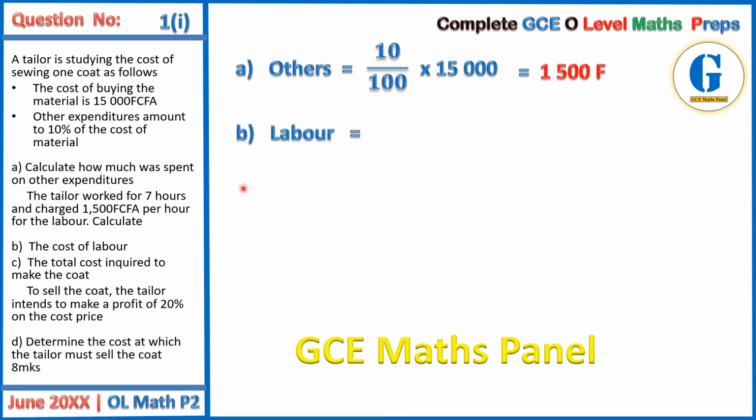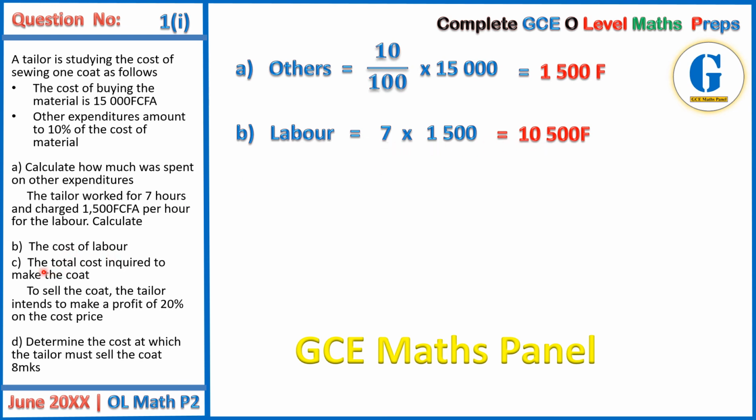So the total cost of labor will be 7 hours, that is 1,500 francs per hour times 7 hours. So that gives us 7 times 1,500, which is equal to 10,500 francs. So that is what he earns for the 7 hours of work.